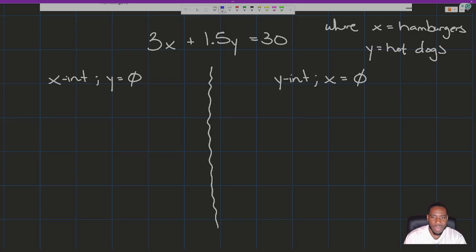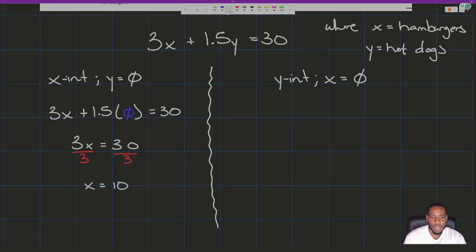And maybe I should flip around how I do this. 3x plus 1.5, and we're going to replace the y value with a 0. Okay? Multiplying by 0 is going to get rid of that 1.5. And so now we just have 3x equals 30. And dividing both sides of the equation by 3 will get us x equals 10. So for one part of this, we know that our x-intercept is at 10. So 10 on the x-axis is where our line intersects.